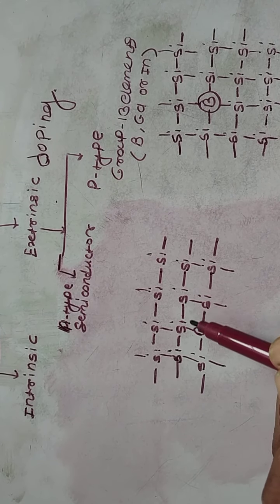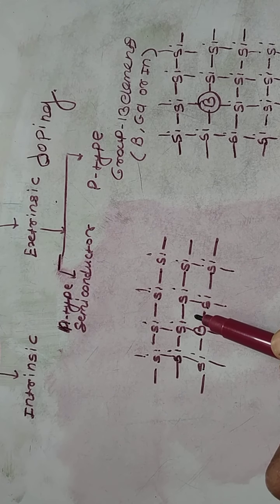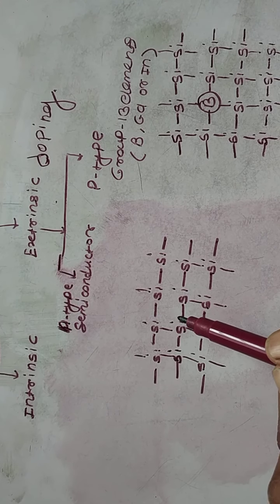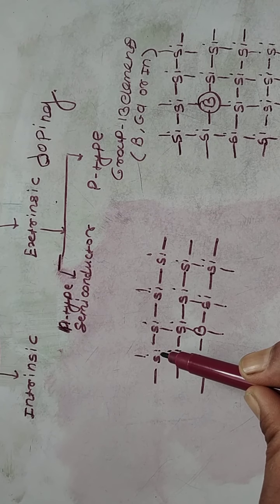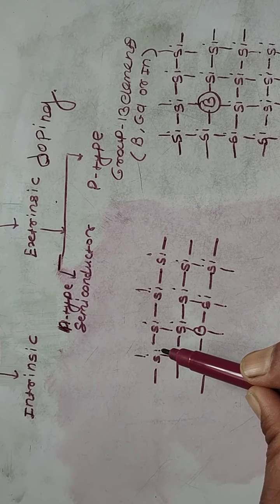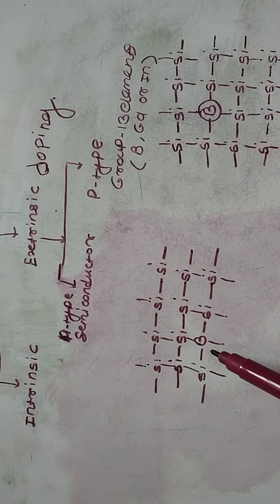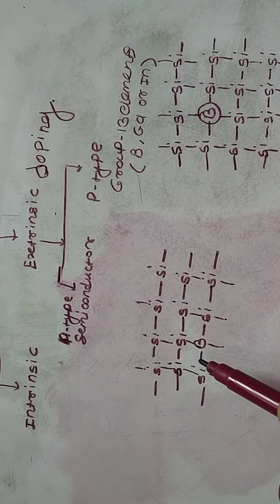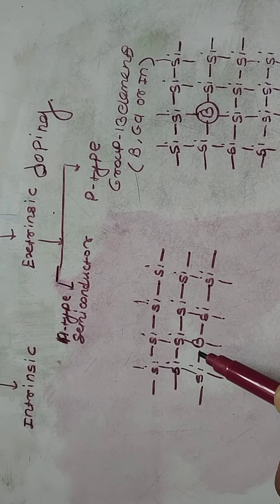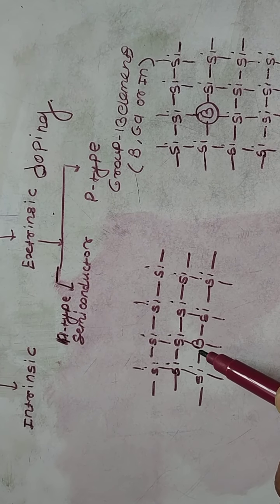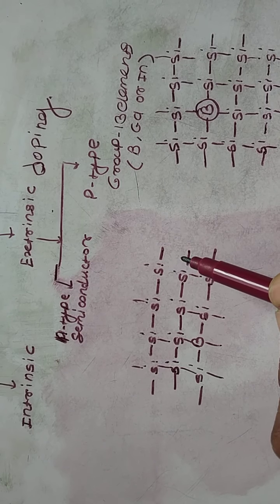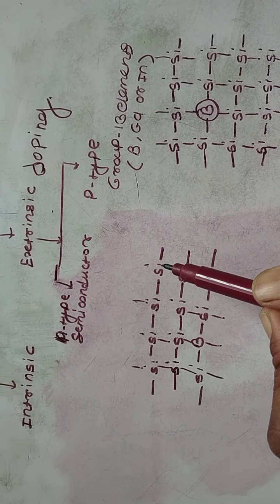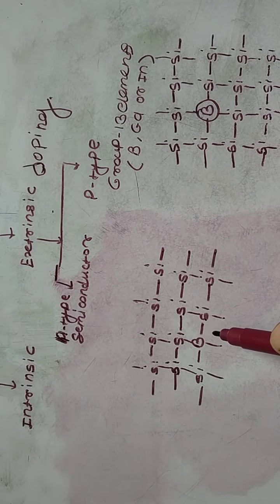How can a p-type semiconductor form? A p-type semiconductor is produced by doping a pure semiconductor, silicon or germanium, with an impurity of group 13 elements. You can add group 13 elements, which may be boron, gallium or indium. These elements contain fewer valence electrons than the pure semiconductor.